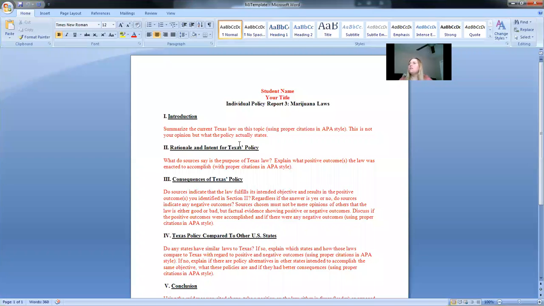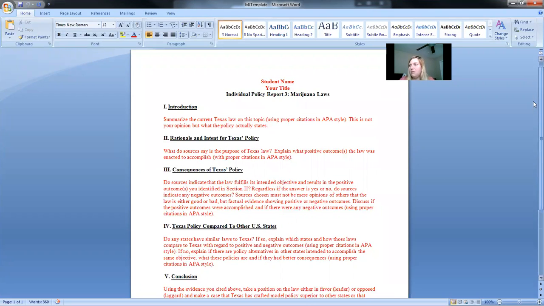Here we go, guys. So, summarize the current Texas law on the topic. This is not your opinion, but what the policy actually states, using proper citations in APA style. We know this needs to be the actual law. You cite the law and you summarize it. It does not have to be that lengthy, but you have to give me enough, guys. I'm not trying to be ambiguous. One sentence is typically not a paragraph.